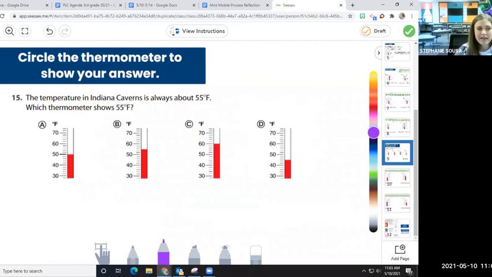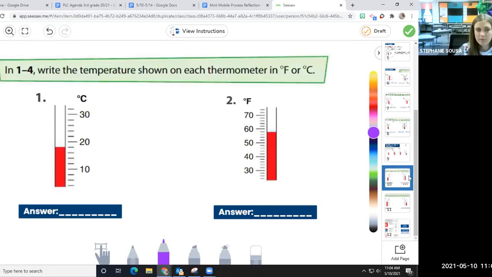Let's take a look at slide 9, please. Slide 9 gives you a word problem. Temperature in Indiana caverns is always about 55 degrees Fahrenheit. Which thermometer shows that? This is also some independent work. Read those thermometers, choose the one that shows about 55. Hop to slide 10.